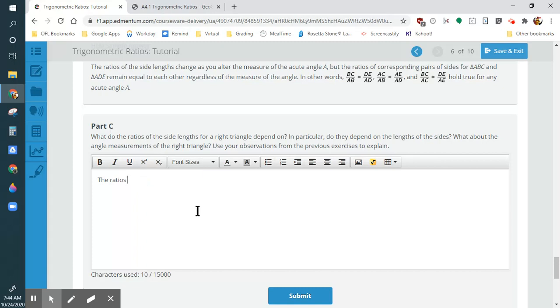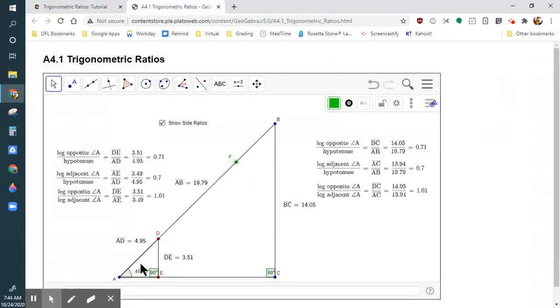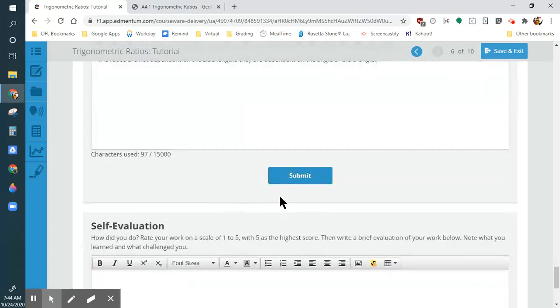I'm going to say it in fancy words, but basically it doesn't depend on the side length. The ratios are not dependent on the side lengths. They are dependent on the angle of the triangle. So basically what I'm saying here is the sides don't matter. They don't affect the fraction. The side lengths aren't affecting the fraction. Only the angle does affect the fraction.